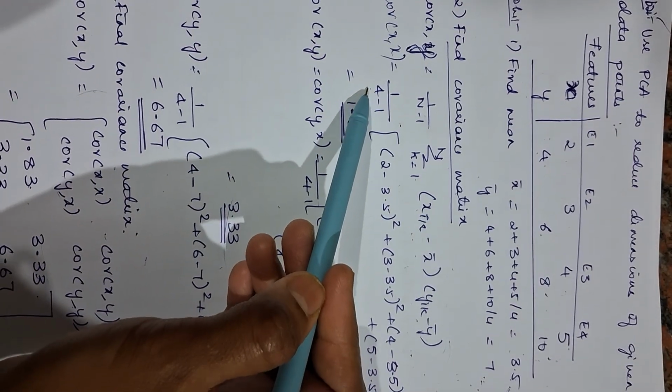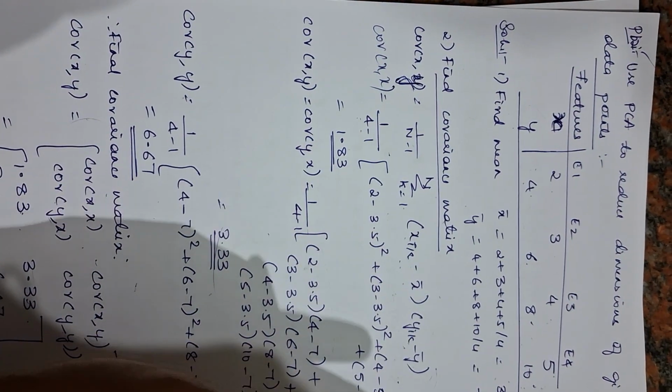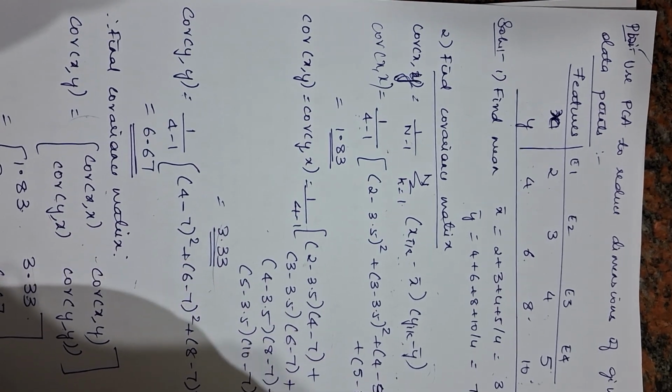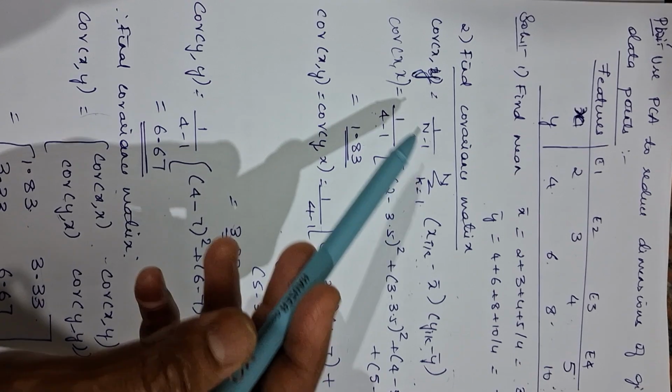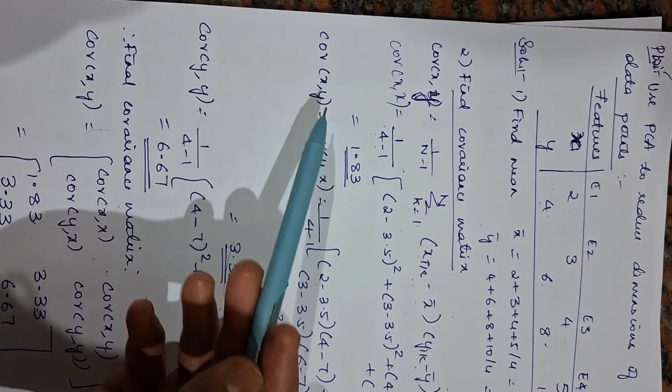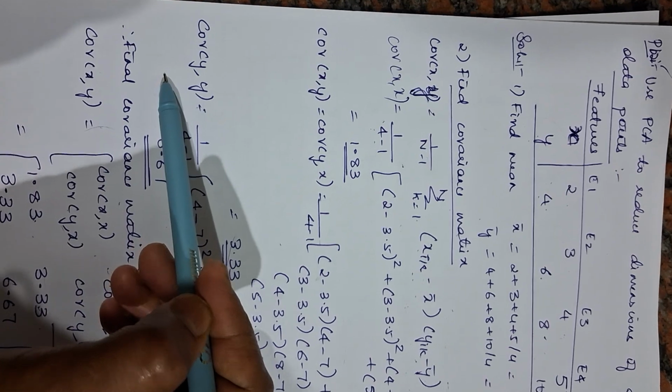So now substitute n is equal to 4. We have to find, in this case, 4 covariance values. The reason is I have two features x comma y. So I have to find covariance of x comma x, covariance of x comma y, covariance of y comma x, and covariance of y comma y.